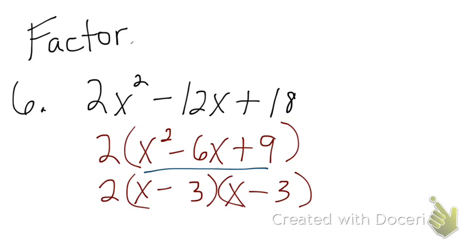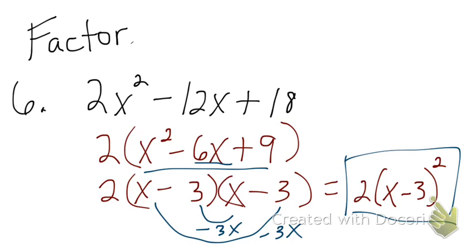Again, we can check our inner. Let's go ahead and put the 2 in there. We can check our inner and outer product, and those should add up to negative 6x, and they do. And so this is our final answer, which we can write as 2 times the quantity x minus 3 squared.